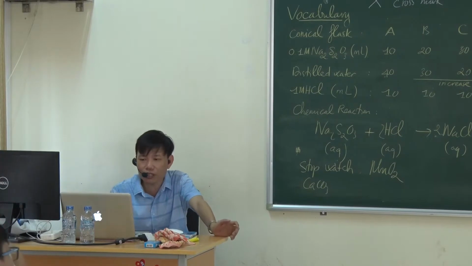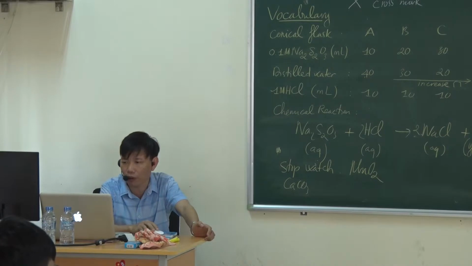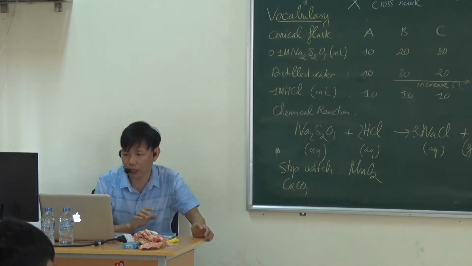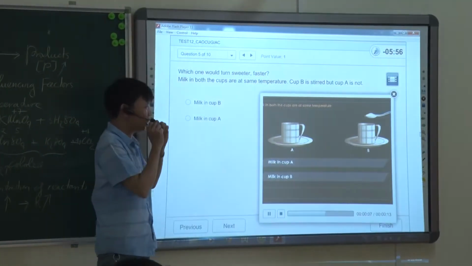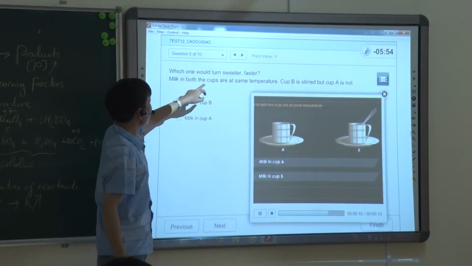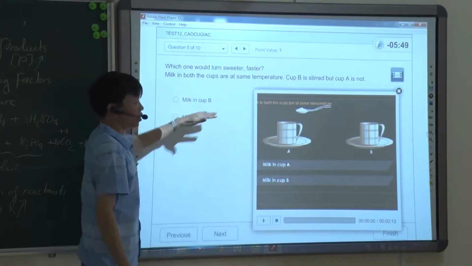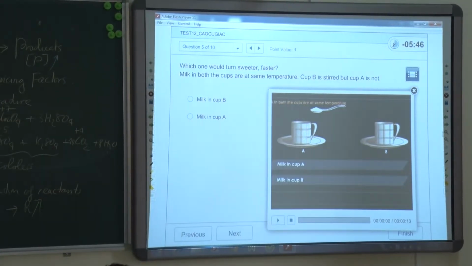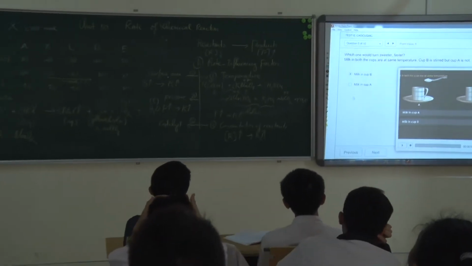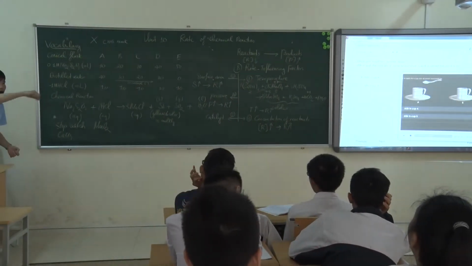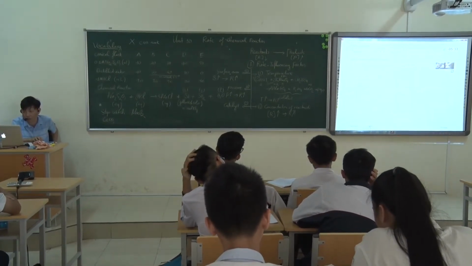Now, which one is the certain faster, the mixture with stirring? In cup A at the same temperature, cup B is stirred, but cup A is not stirred. Okay, B. B or A? B. B is stirred. A without stirring, okay? Without stirring.